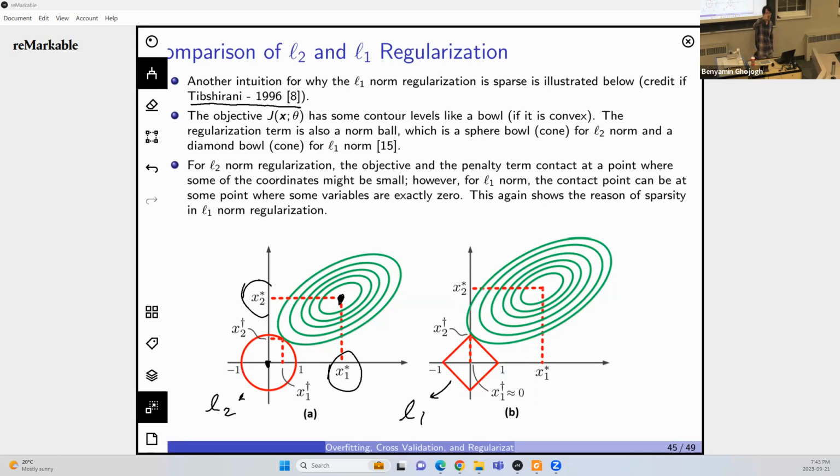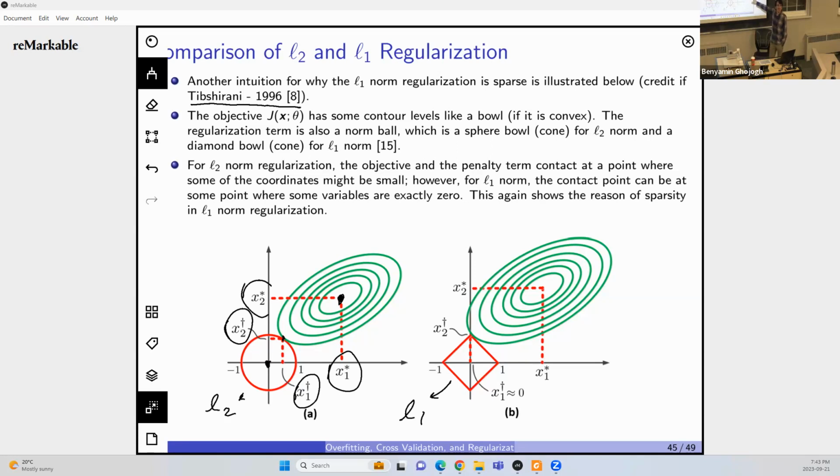When you increase alpha, you give more weight to the regularization term, right? Now, these two costs intersect somewhere. The solution will be at that intersection. So they will intersect, for example, here. So it gives us x1 dagger and x2 dagger. Did you understand it? Okay.